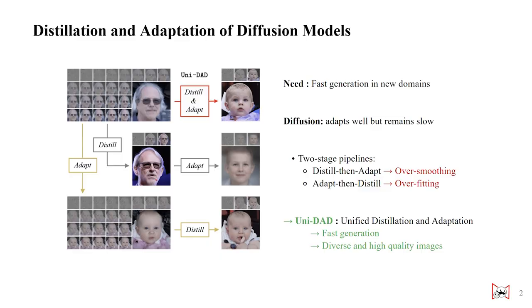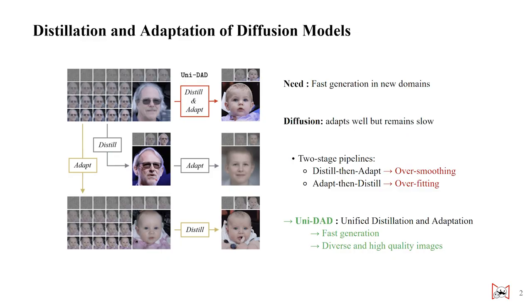So we typically need to generate images quickly in new domains. Diffusion models can adapt well, but remain slow to sample in the new domain. So to make these diffusion models fast in these new domains, we traditionally can use two-stage pipelines.